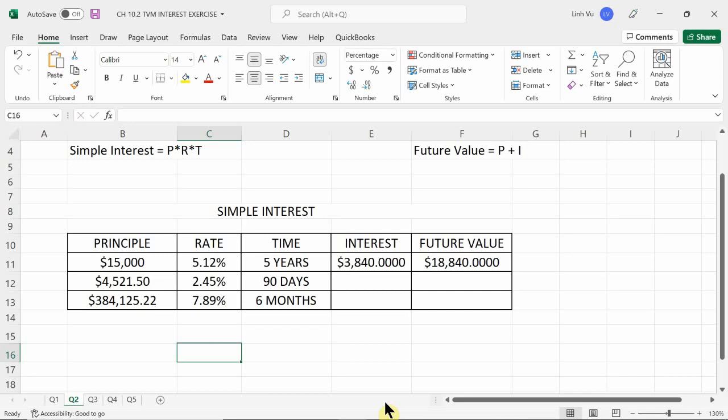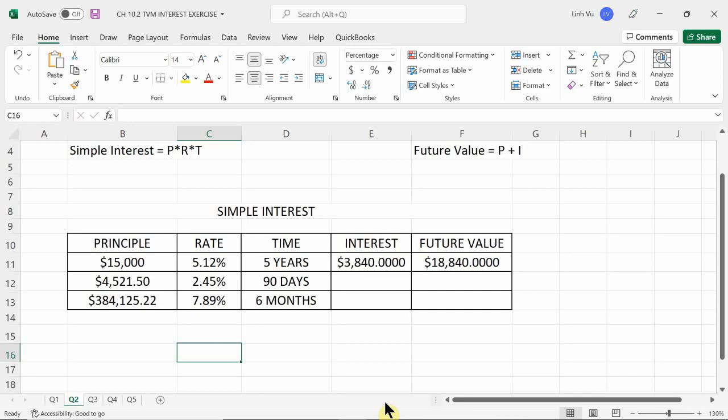Now let's take a look at the second one. If I started out with $4,521.50 with an interest of 2.45%, and it's going to be redeemable in 90 days. 4, 5, 2, 1, 50 by 2.45. For the 90 days, do we just multiply by 90 or is it quarterly?